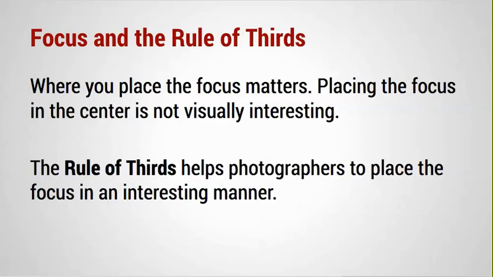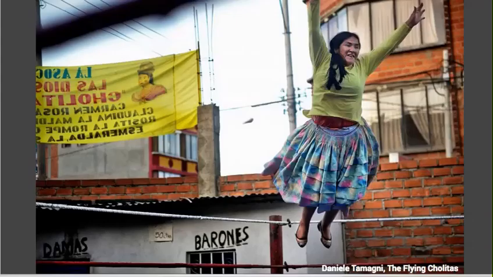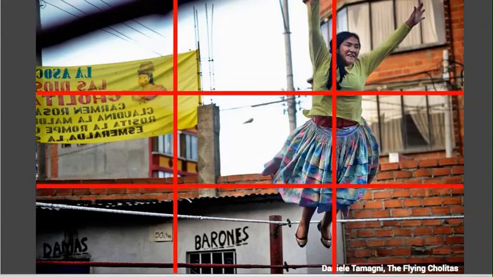The rule of thirds is a rule, kind of like a design principle, that helps photographers to place the focus in an interesting manner. The rule of thirds states that you break a photograph up into 3 columns and 3 rows, 9 squares. Instead of placing your subject matter here in the center, you want to try to place the focus of your picture, which is typically the subject matter, across one of the lines and at one of these points if you can. So this is a great example.